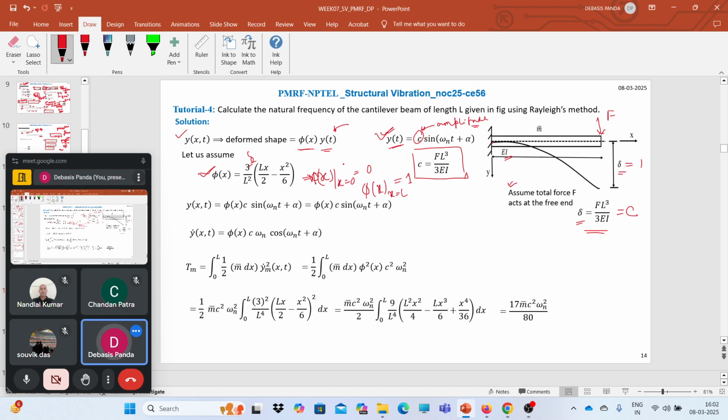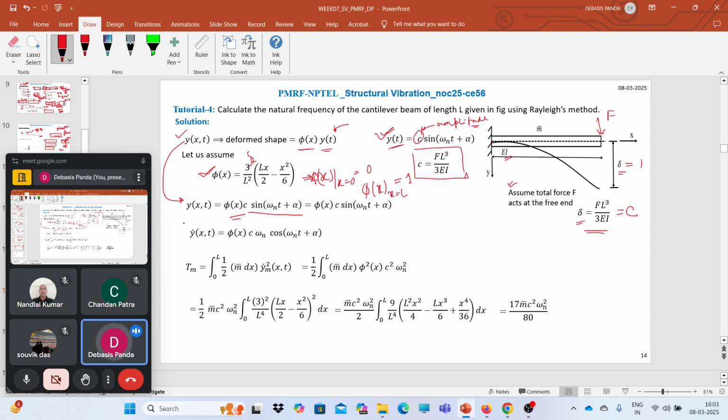Now for the questions, the shape function and the response quantity will be given. And for real purposes, we need to identify what will be the shape function. We will see when we solve problems related to continuous systems. We can easily find out which will be the possible shape function for a particular dynamic case. So again, your deformed shape you express in terms of phi of x into y of t. Y of t is nothing but c sine omega n t plus alpha.